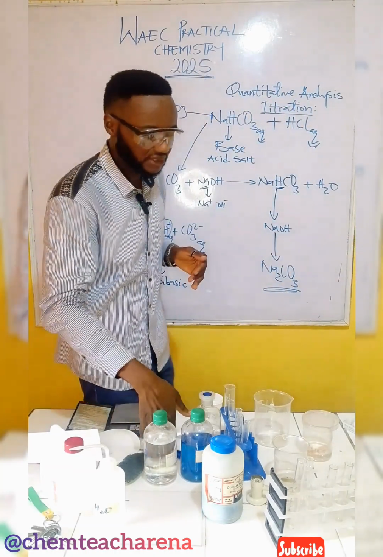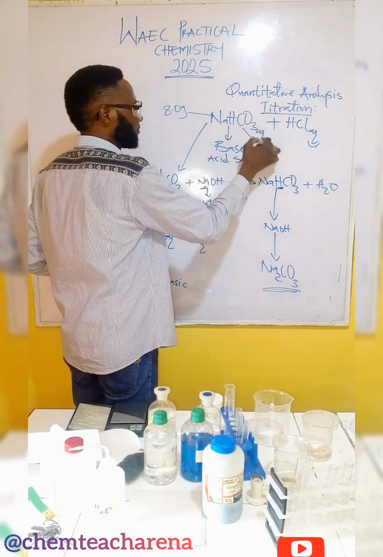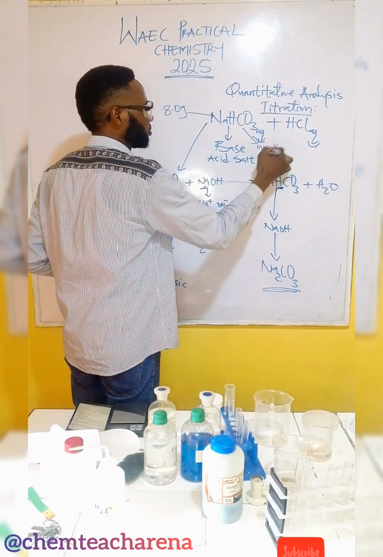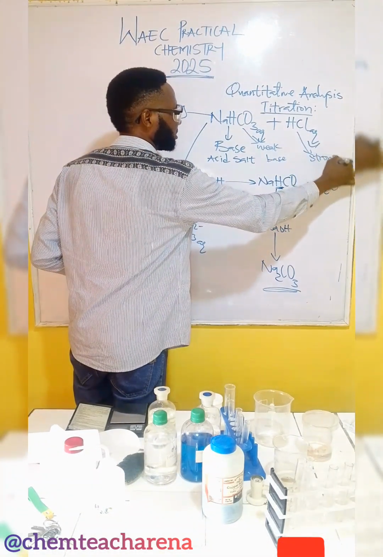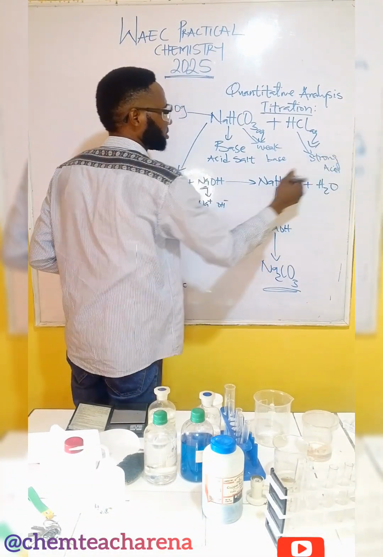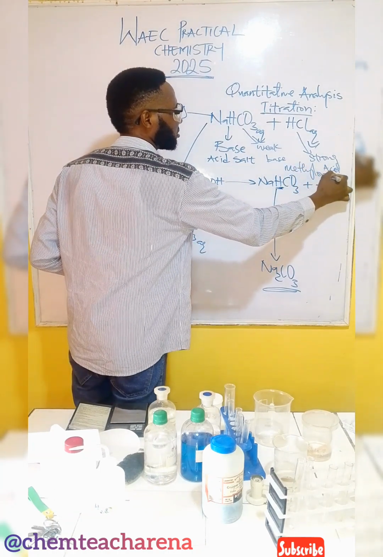And having done that, what indicator are we going to use? This one will serve as a weak base. This is a weak base. And this is a what? This is a strong acid. And what is the indicator we are using? We are using methyl orange.